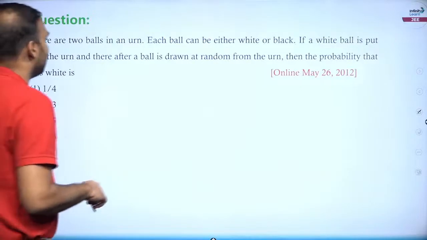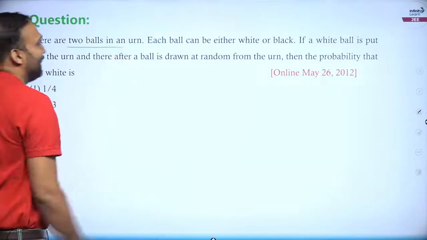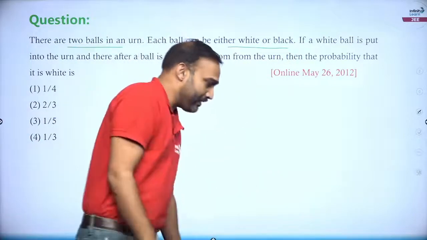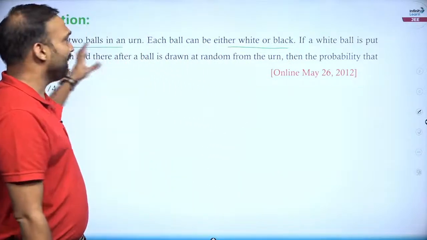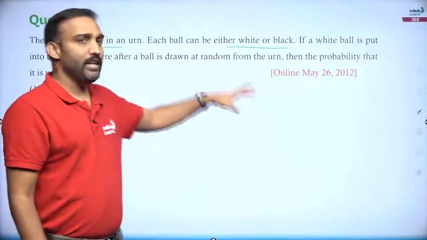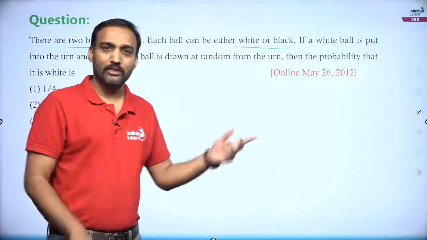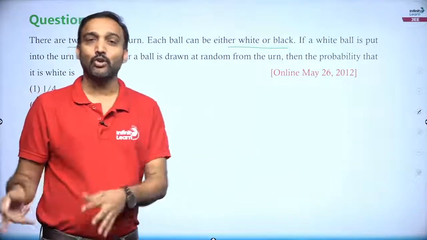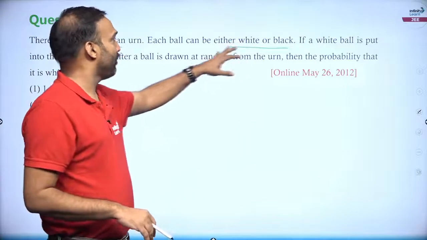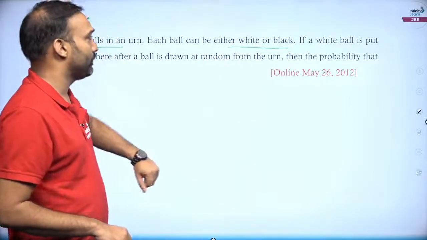Next example says there are 2 balls in an urn. Each ball can be either white or black. Now comprehend this problem. It looks very interesting. There are 2 balls and the 2 balls can be either white or black. It is not given whether we have 2 whites or 2 blacks or 1 white or 1 black or whatsoever. So the composition of the box is not given to us.